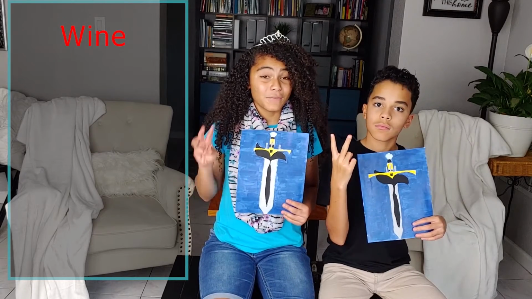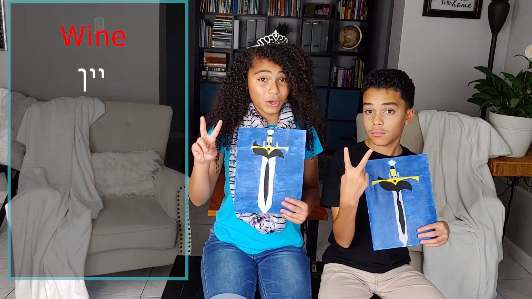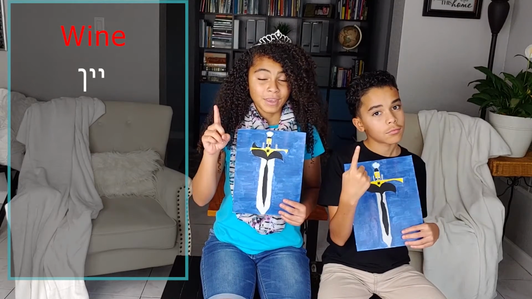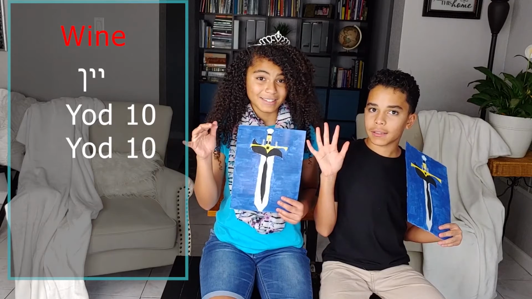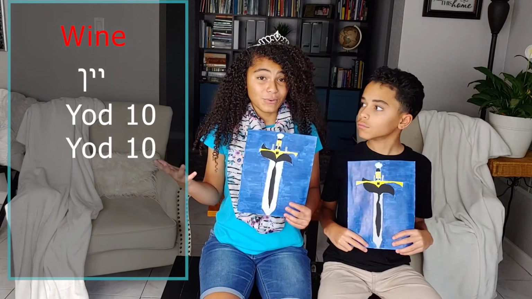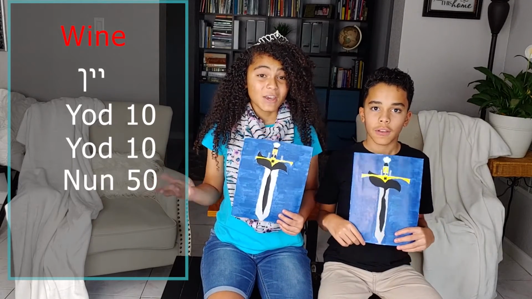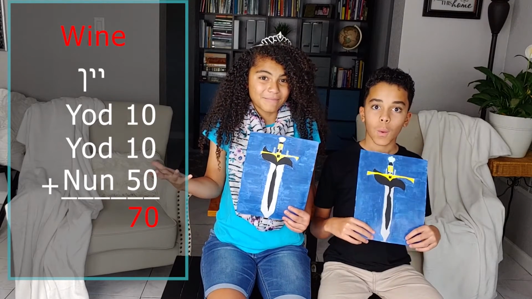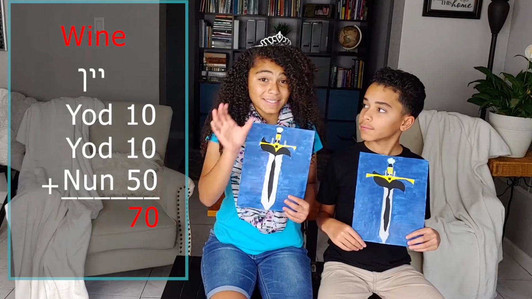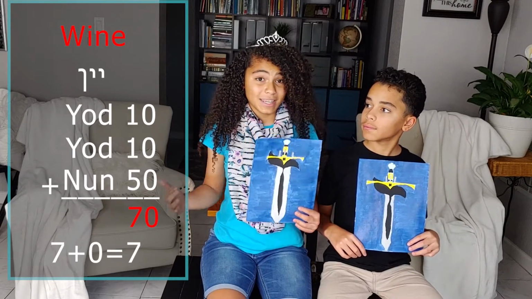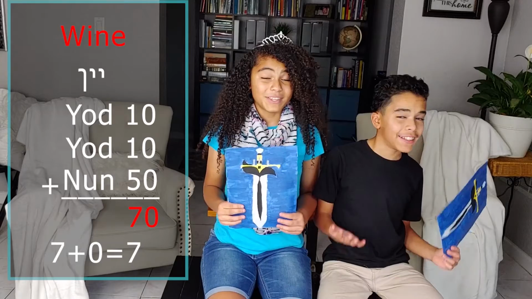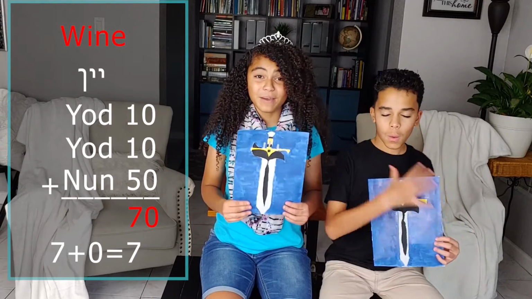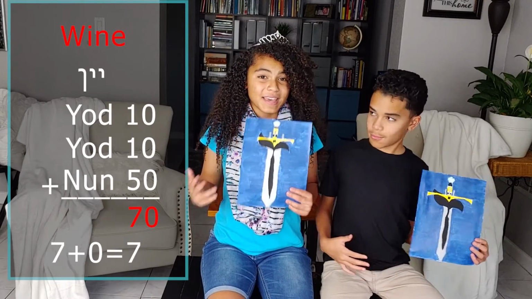It is composed of 3 Hebrew letters, 2 Yuds and 1 Nun. The 2 Yuds have a numerical value of 20, 10 each. And the Nun has a numerical value of 50. When you add the 2 Yuds plus the Nun, you get 70. If you take 70 and add 7 plus 0, you get 7, which is the number of the Shabbat and the number of Zayin.